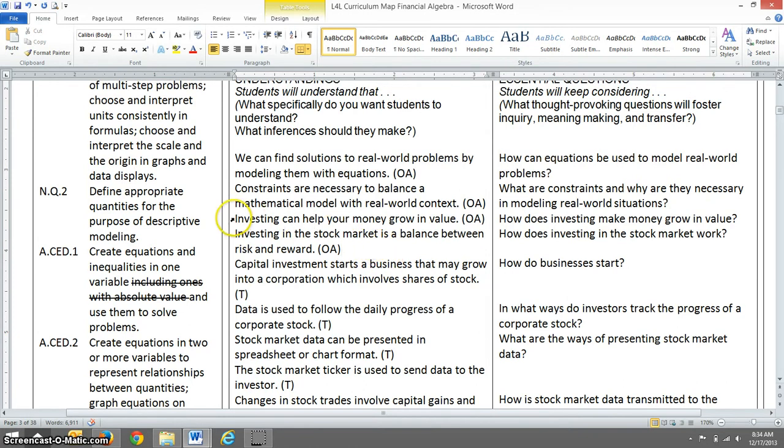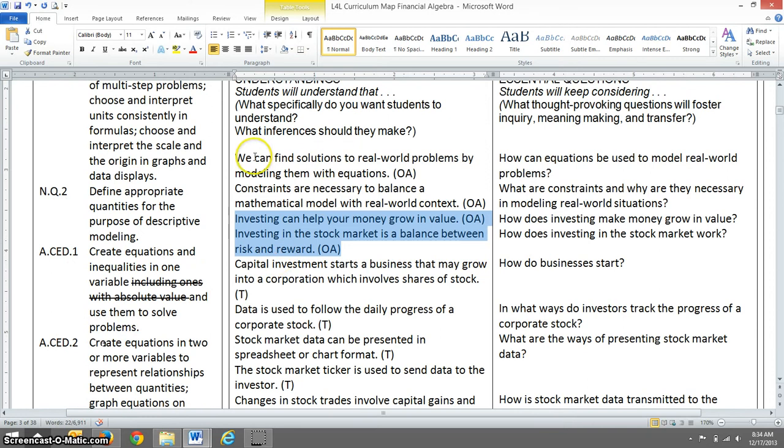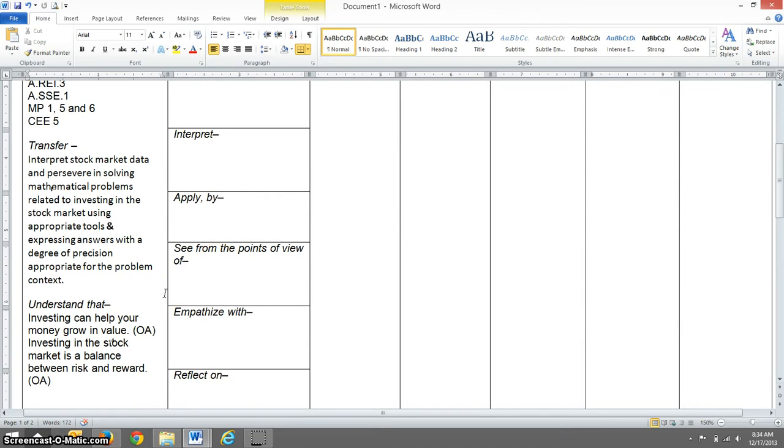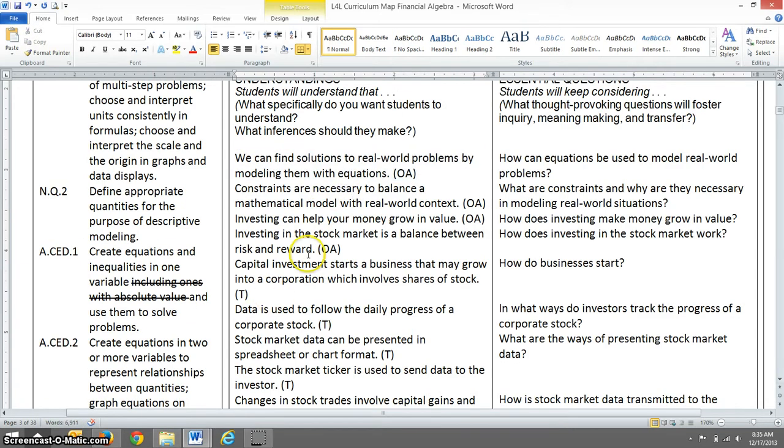So these are the ones that I want in my performance tasks. I want my students to see that investing can help their money grow, and the stock market is a balance between risk and reward. So I'm going to copy them here. And also this one, that we can find solutions to real-world problems by modeling them with equations. Now, you don't need to put the OAs, these legend labels, you don't need to put them in your worksheet.